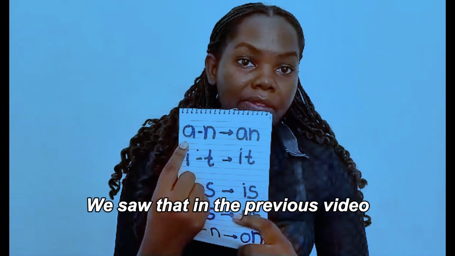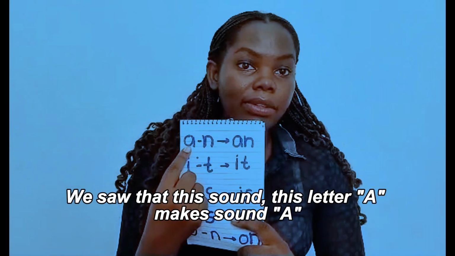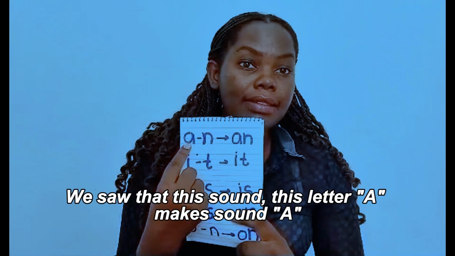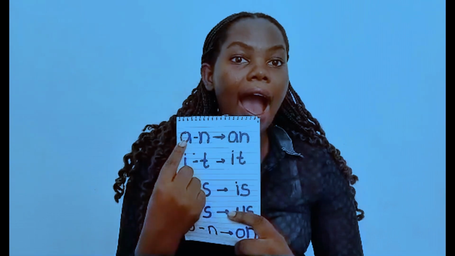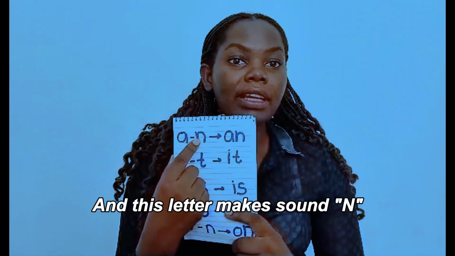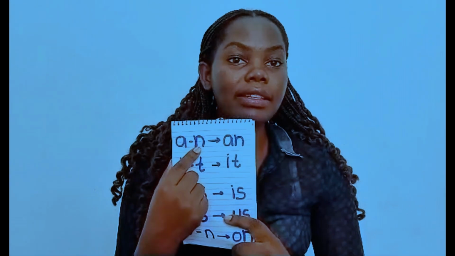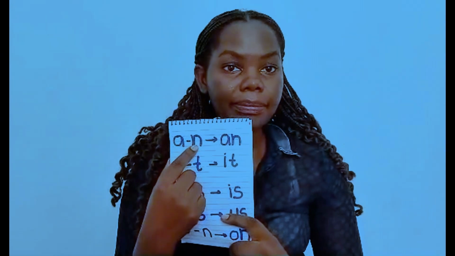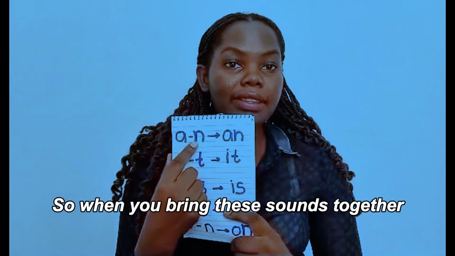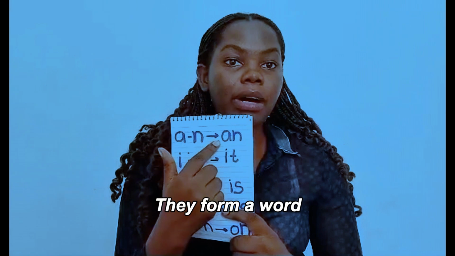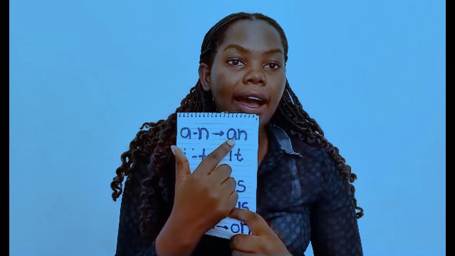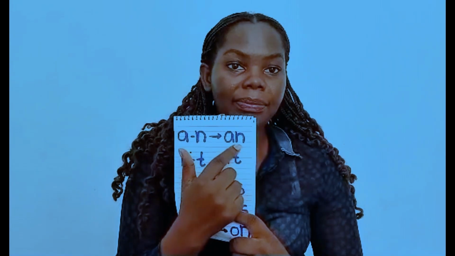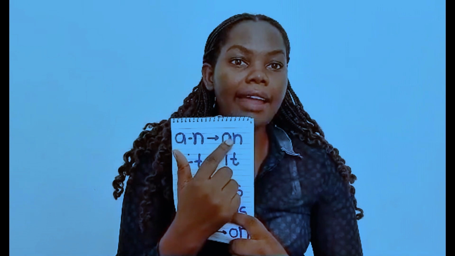We saw in the previous video that this letter A makes the sound ah. And this letter makes the sound n. So when you bring these sounds together, they form a word: an, an.